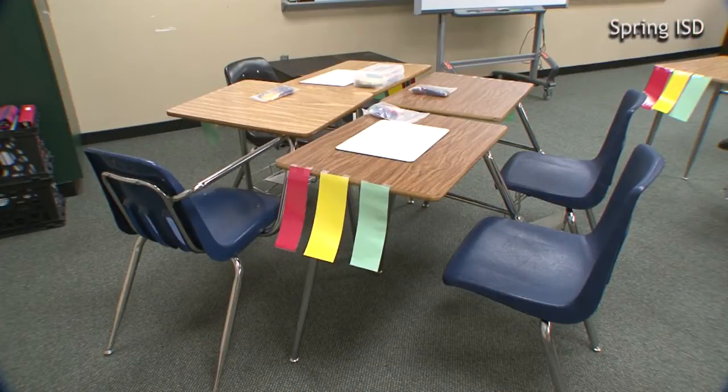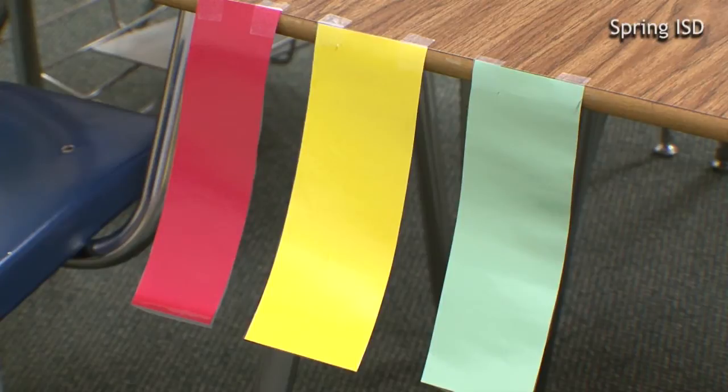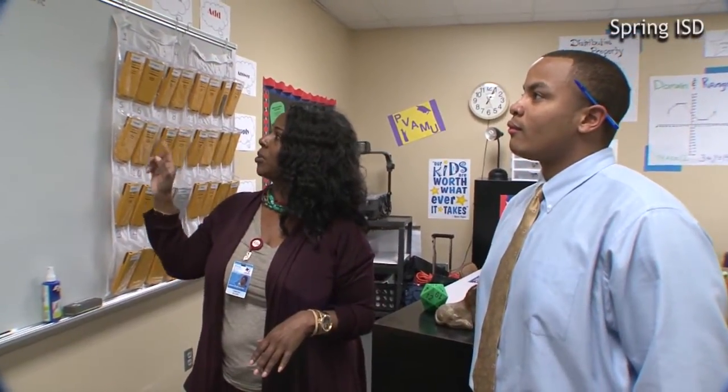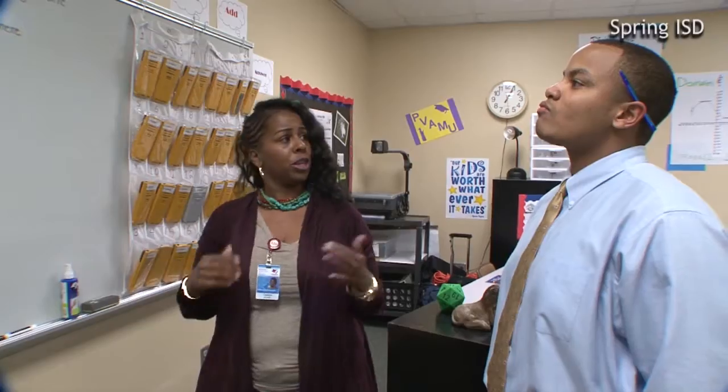We provided you with checking for understanding strips, and these will allow you to check for understanding on the spot, which we call formative assessment. We wanted the red to represent stop, I need more; yellow, slow down, I'm almost there; green, I got it. And you're going to teach the students that.